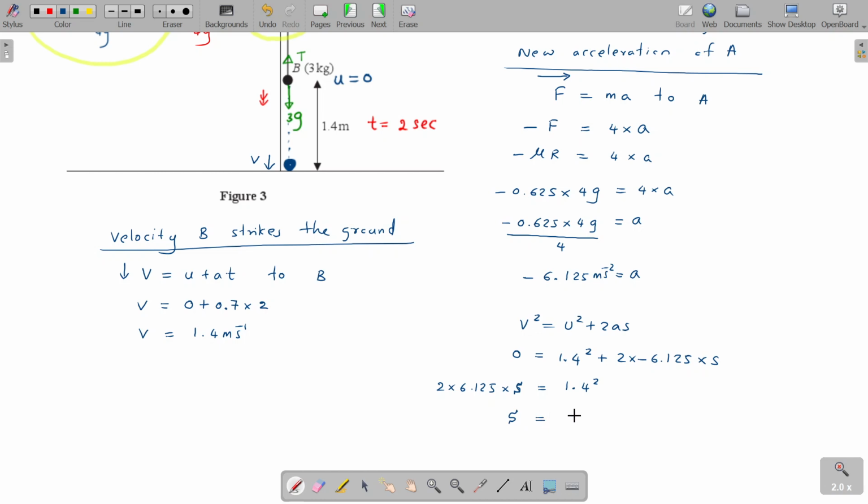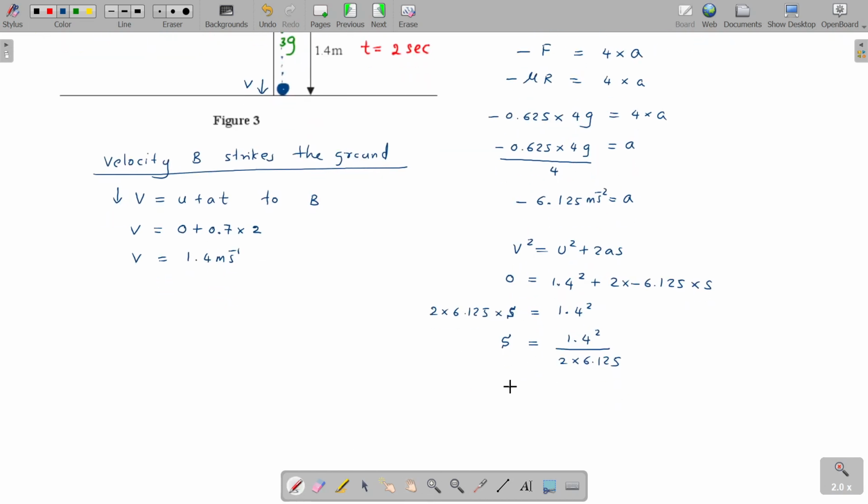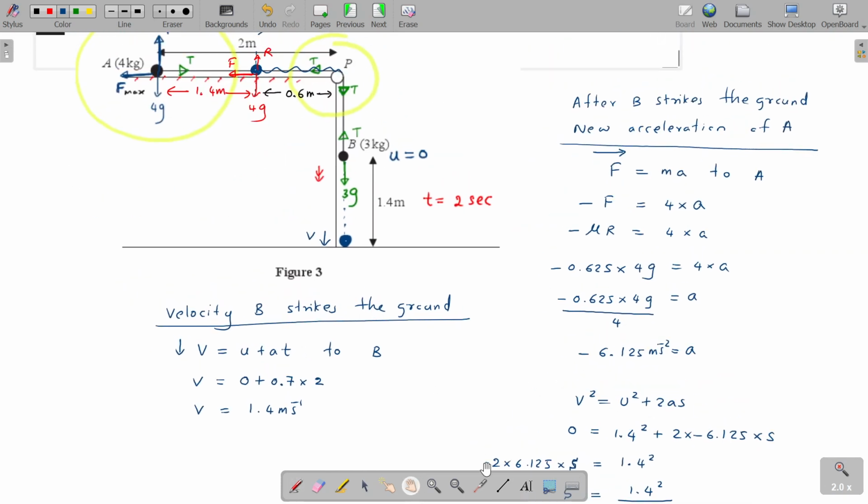How much is the displacement? 1.4 square divided by 2 into 6.125. How much is it? Exactly 0.16. So this is the distance it moves forward. Now how much distance do we have until it strikes the pulley? 0.6. You have 0.6 until you hit the pulley, but the particle only travels 0.16.